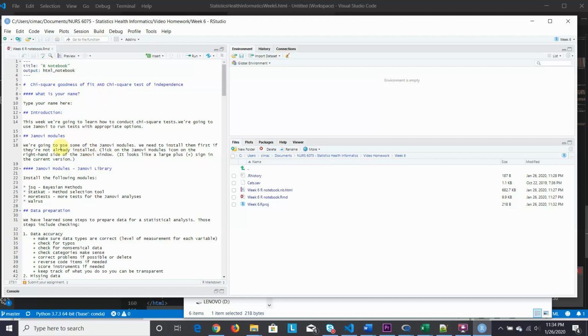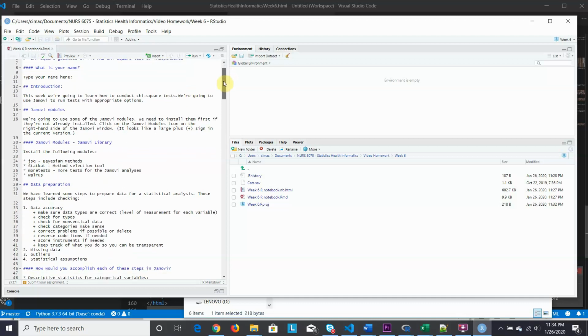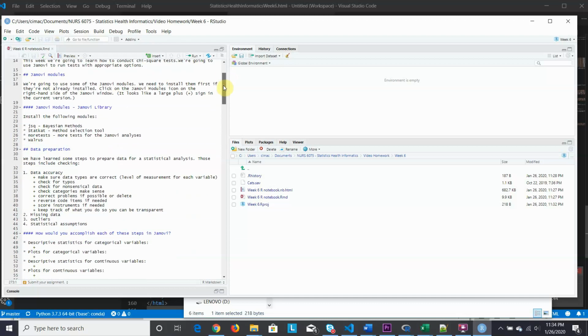If you didn't already install the Jamovi modules, I have the instructions from last week. I just left them there. I don't think we're going to get into too much of the extra stuff, but I'm going to leave those there.